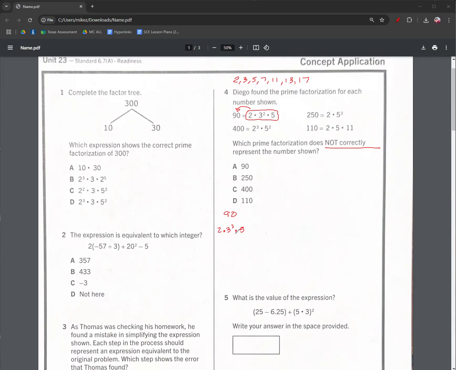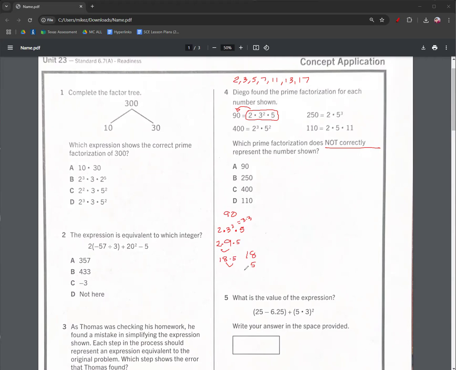So I'm going to do each one. I know that I see 3 squared here. That 3 squared equals 3 times 3. So 3 times 3 is 9. I'm going to replace that with 9, bring down that 5, and bring down that 2. And now I have 2 times 9 times 5. And you just do it in order. 2 times 9, that is 18. Bring down the times 5. And then 18 times 5.